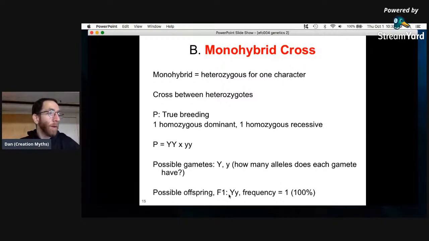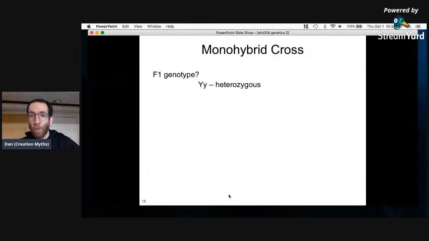So our F1 genotype we've established is heterozygous, capital Y, lowercase y, 100%. Every individual is the same. Our possible gametes from this? Well, every individual can now make two different types of gametes. You can make a gamete that has the dominant allele, or you can make a gamete that has the recessive allele. So it's capital Y or lowercase y.